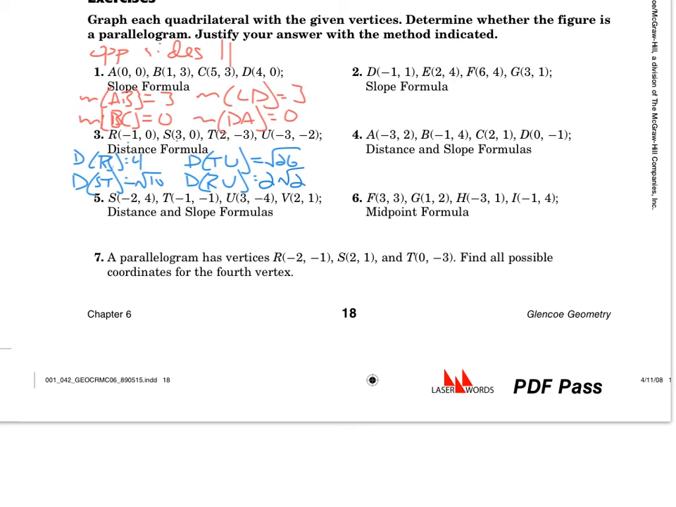Once you get those 4, you obviously check to see if opposite sides are congruent. Clearly not, right? All of them are different, so this is definitely not a parallelogram.